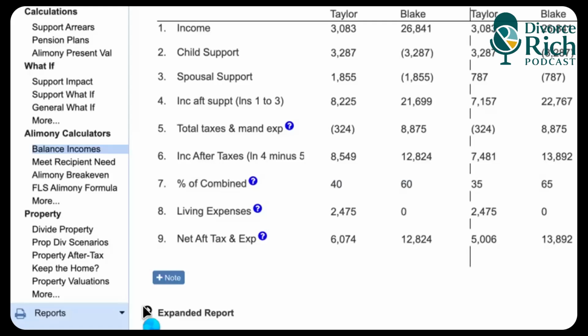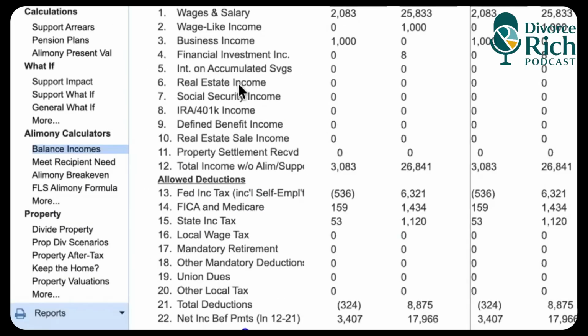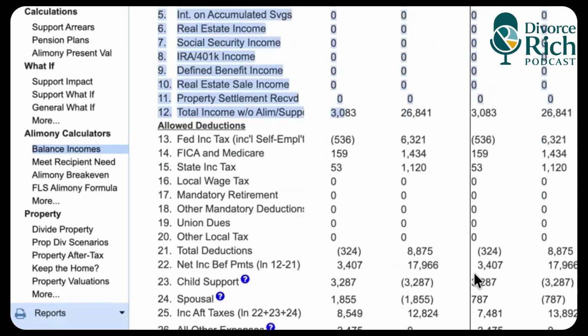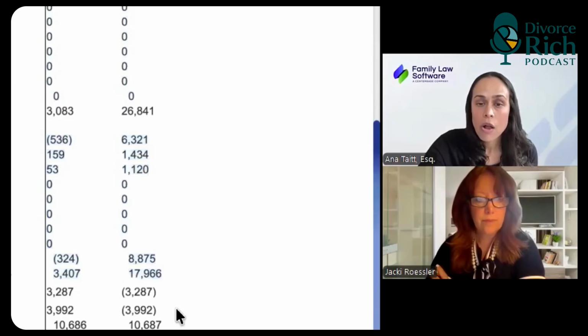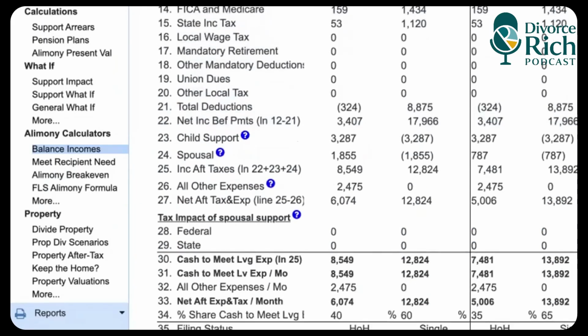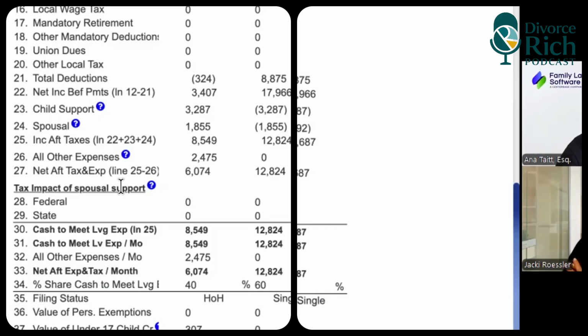What about the taxes? So if I click expanded report in the alternative, it takes this report and it triples in size, and it really shows the math. So when I do the expanded report, we have the three-way again. And as I scroll down, it has all of the income that's being factored. That income is being tax affected. On each line, we have the respective spousal support and child support here on lines 23 and 24. And then you can see those percents here that we are dividing that cash to meet their living expenses based off of those percents.